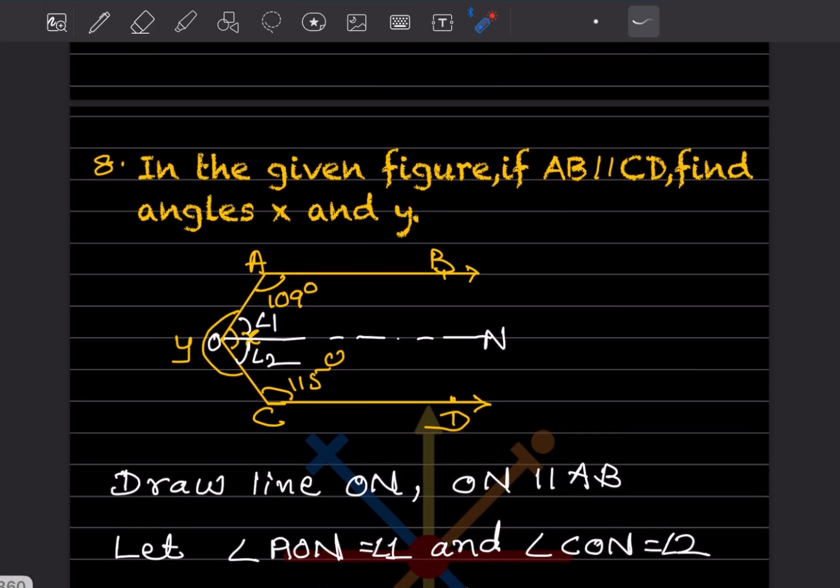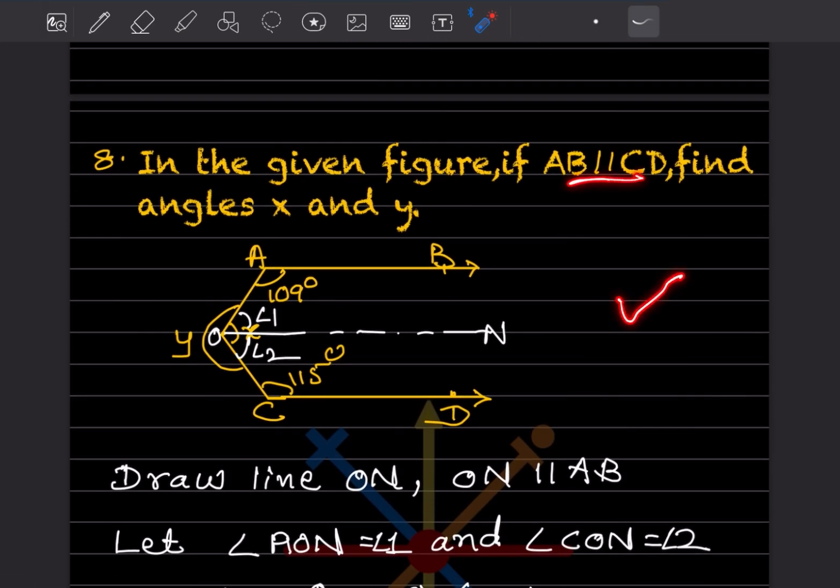So in the given figure, if AB is parallel to CD, find angles x and y. We cannot find them directly, so we are going to draw a line over here. We can name it anything, say O and N. So this ON is parallel to AB.